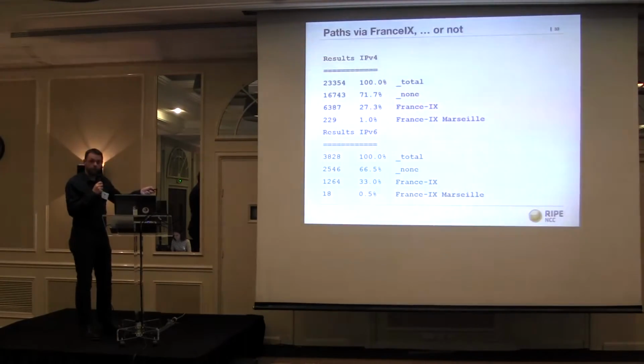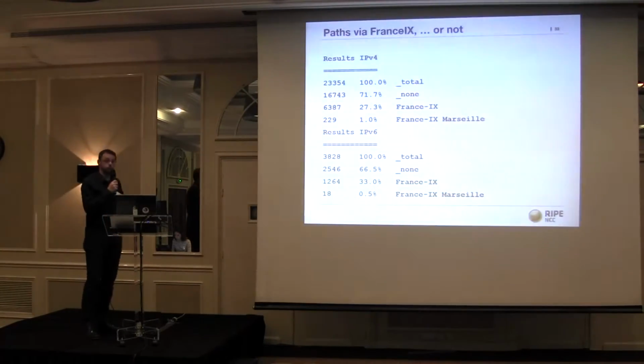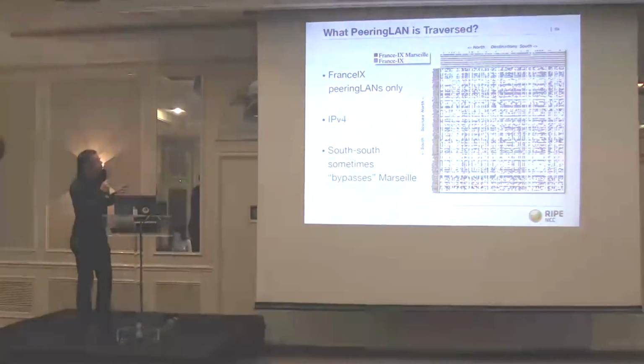27% we see France IX Paris. 1% France IX Marseille, and in V6 it's a little more in France IX Paris and a little less in Marseille. So we can actually do this.